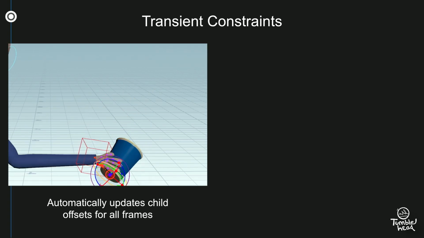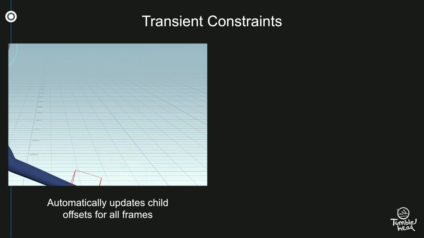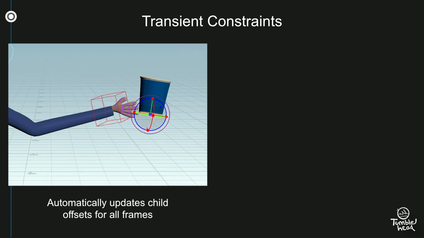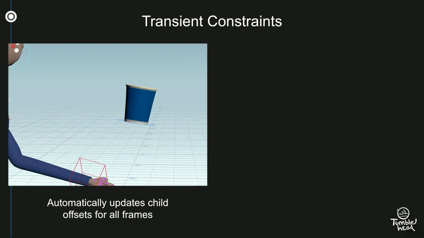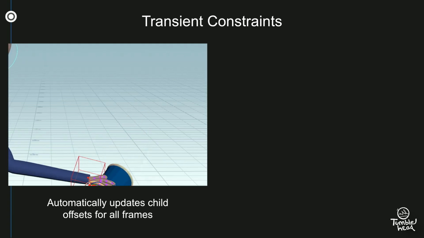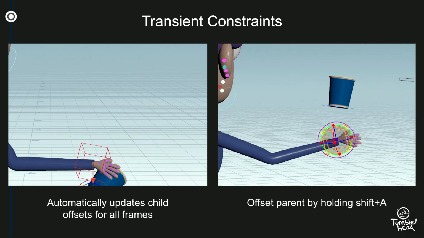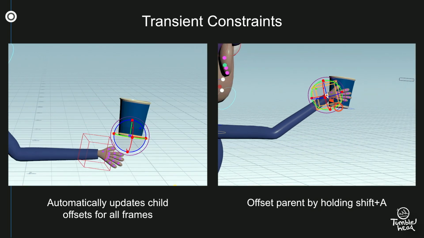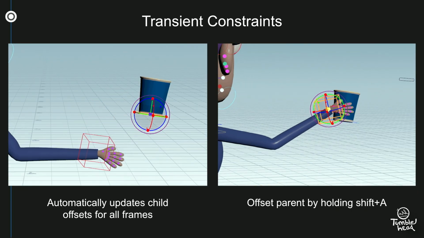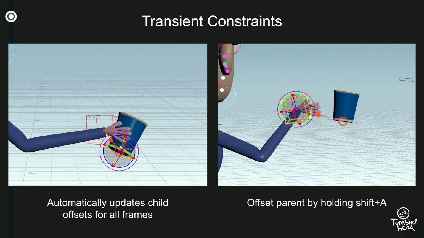You also have the option here to offset. So in this case, the cup is the child of the hand, right? And if you move the cup within the constraint range, it will automatically update on all the keys. So there's no need to have an offset group and a group within a group to animate, like you're kind of used to when dealing with irritating constraints. Same applies for offsetting the parent. You hold down Shift and A, and that allows you to only move the parent without the child moving, and then that offset is updated to all your keys. So very easy.